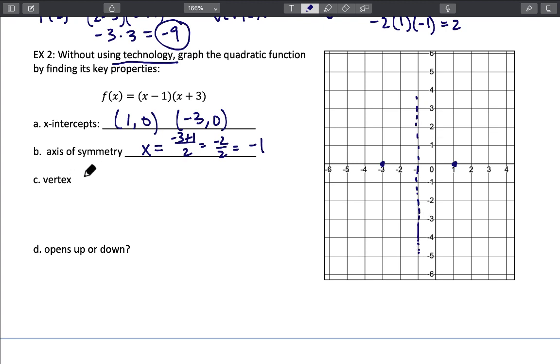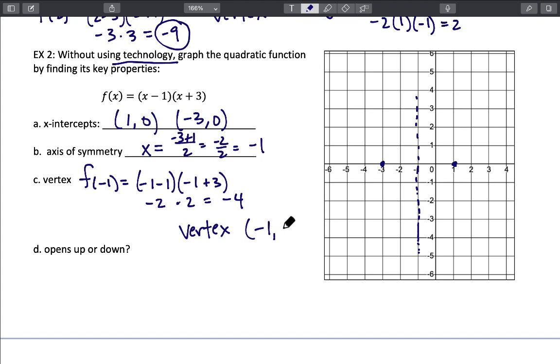And now in order to find our vertex, we're going to evaluate our function for -1. So let's substitute -1 in here, and that gives us (-1 minus 1) times (-1 plus 3). So we have negative 2 times a positive 2, and that results in negative 4. So our vertex for this parabola here is (-1, -4). So going over negative 1 and down to negative 4, here's the vertex of my parabola.